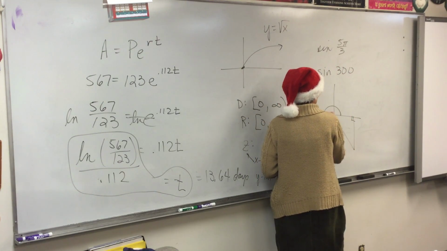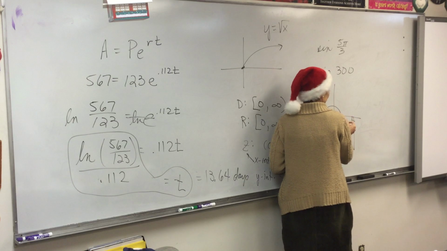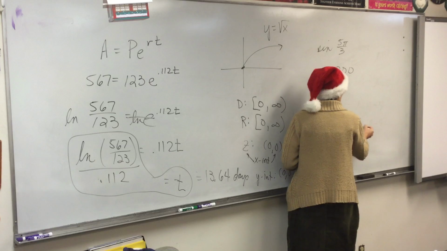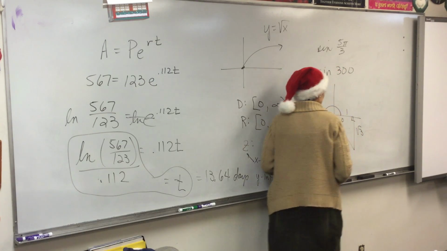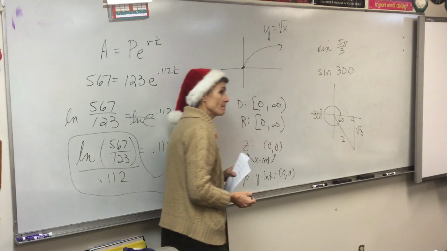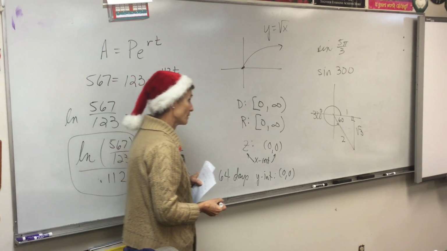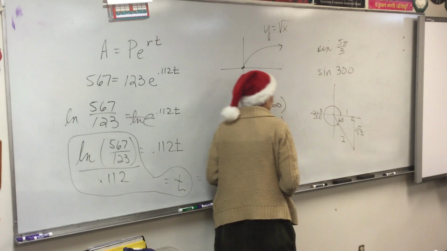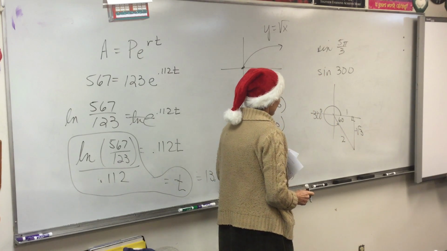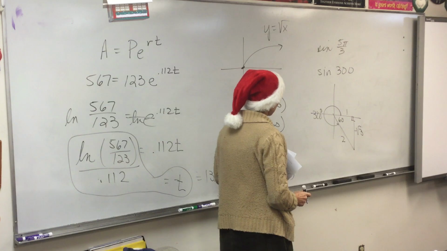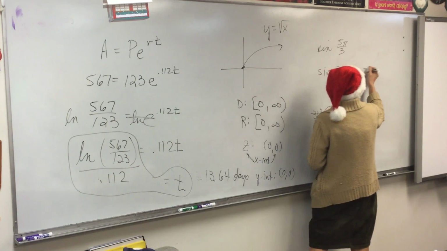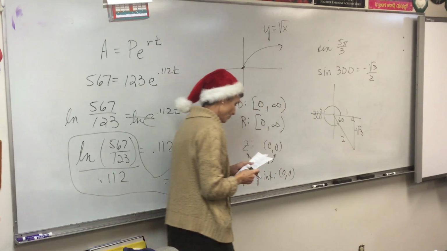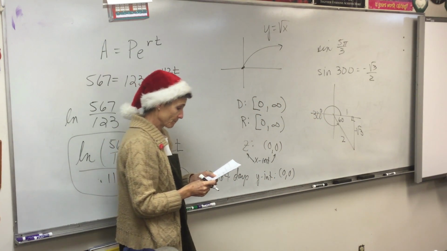This is 300, has a reference angle of 60. So the sides are root 3, 1, and 2. I'm not in quadrant 1, so something will be negative. The root 3 is negative. And I want the sine. All right, what's the sine? Negative root 3 over 2, opposite over hypotenuse, negative root 3 over 2.